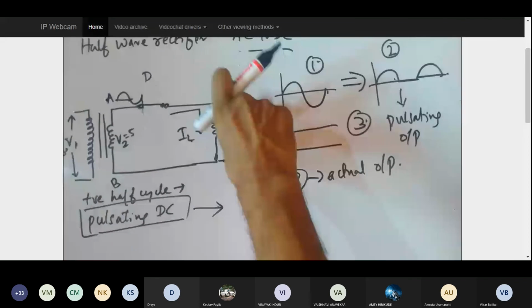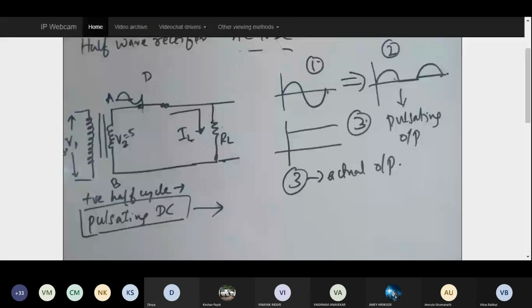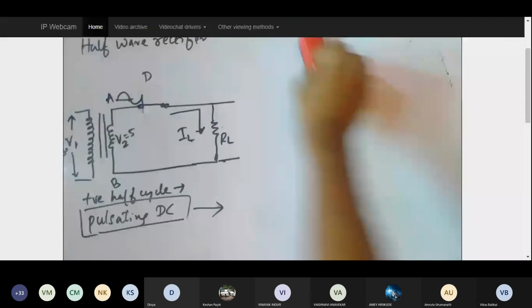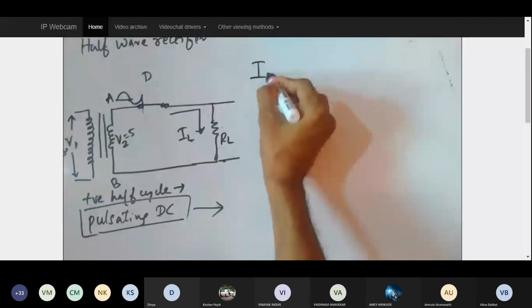Rather what I am going to do now is we'll try to do some sort of mathematical analysis over here, and once that mathematical analysis is done, we'll try to include some more components after that load resistance, and then we'll try to see whether I am going to get the actual output which is shown over here in graph number 3. So if that is the scenario, let's try to understand what are the different mathematical equations that I'll be getting over here. And in order to understand, let me first write what is the equation for my load current.